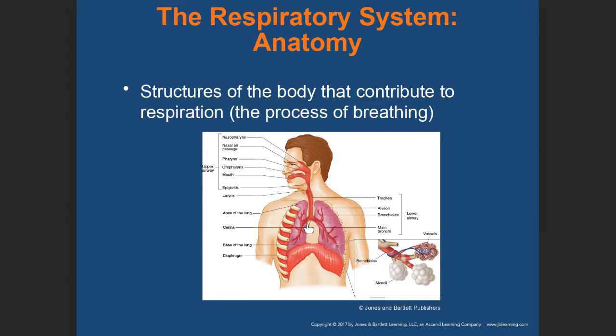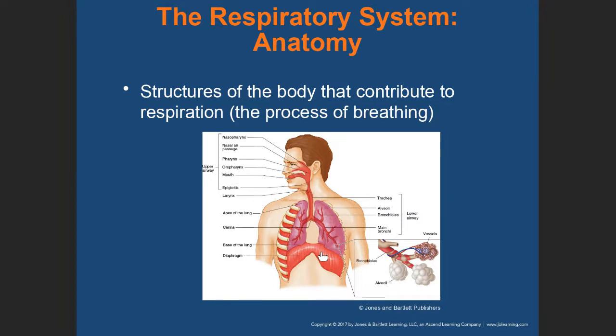Now, right under the lungs, we have the diaphragm, which is a very important skeletal muscle to breathing. We also have the intercostal muscles, which are between the ribs, which are also important to breathing.